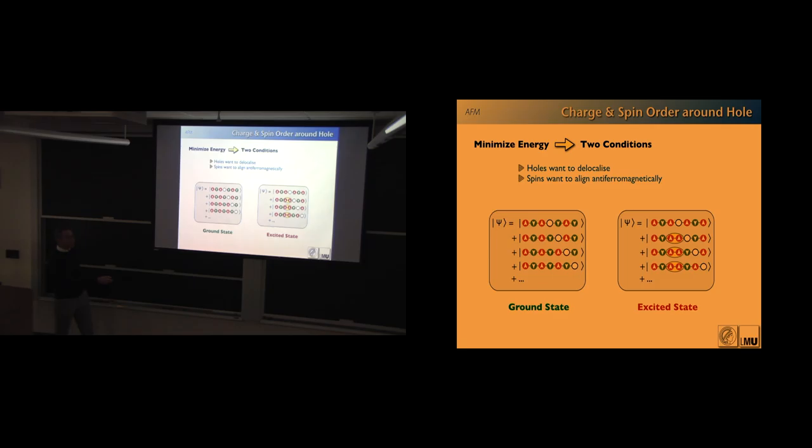And that's different from just removing the particle. Remember, if there was a spin down particle here and I just removed it, I would actually have ferromagnetic correlations across this hole. So the ground state is of this nature that minimizes those two constraints.